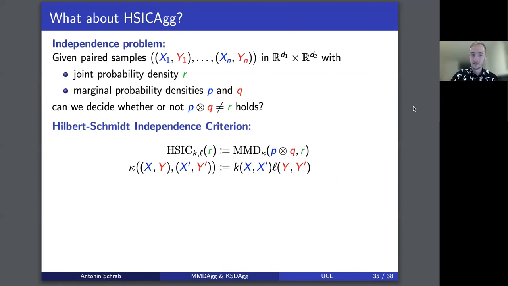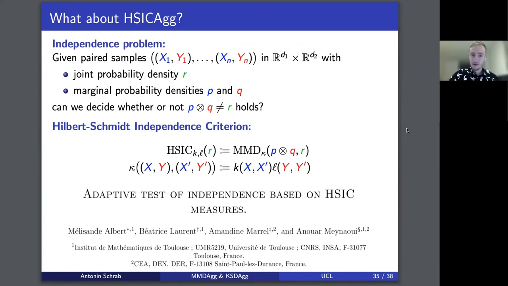We can do this using the Hilbert-Schmidt independence criterion, the HSIC. This is simply defined as the MMD between the product of marginals and the joint probability density, using a kernel which just multiplies the kernel on X and the kernel on Y. This has been done by Mélisande Albert and Béatrice Laurent, who are co-authors on the MMDAG paper, and Amandine Marrel and Anouar Meynaoui. If you're interested, you can have a look.